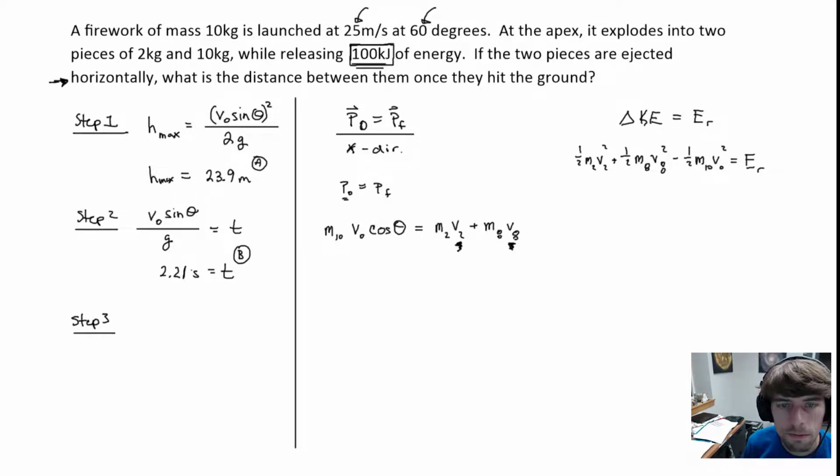Let's keep going. So now we see, haha, we've got 2 unknowns. We've got 2 equations. You know what's going to happen. We got to sub and solve this sucker.